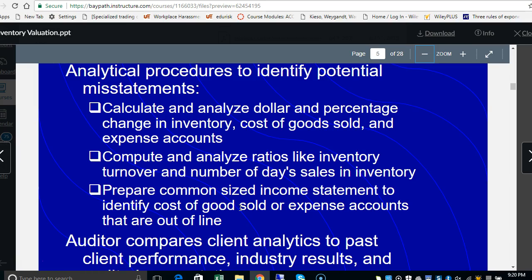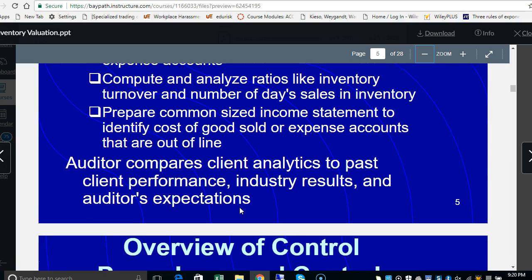A common size income statement is simply an income statement that's converted to percent of sales. So if cost of goods sold is historically a 33% or 40% line item on the income statement, and all of a sudden this year that you're doing the auditing, it has declined to say 20%, therefore a huge gross profit is appearing on the income statement. It needs to be identified. Auditors compare client analytics to past client performance, industry results, and expectations.